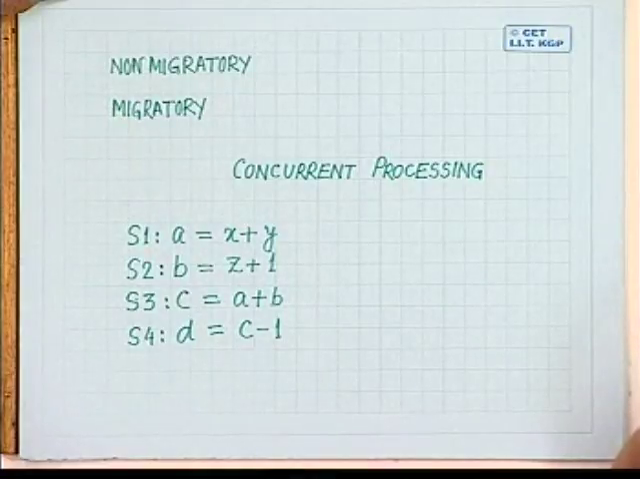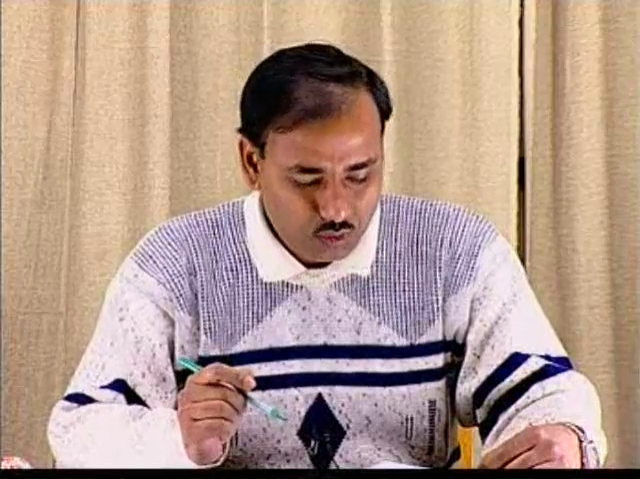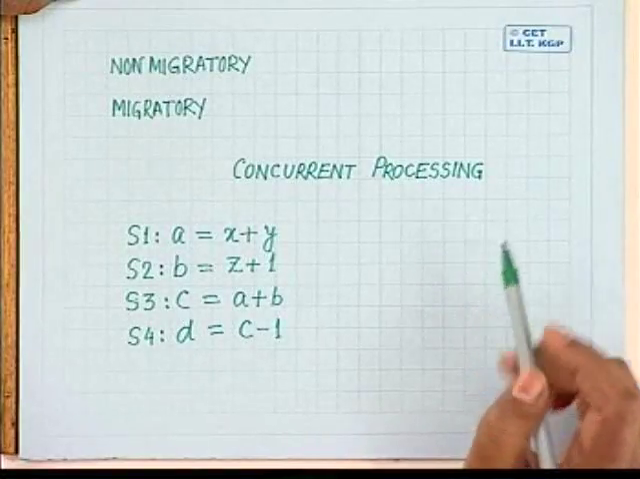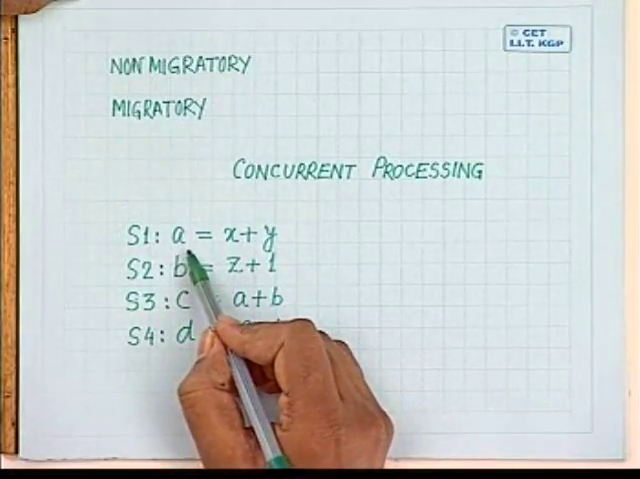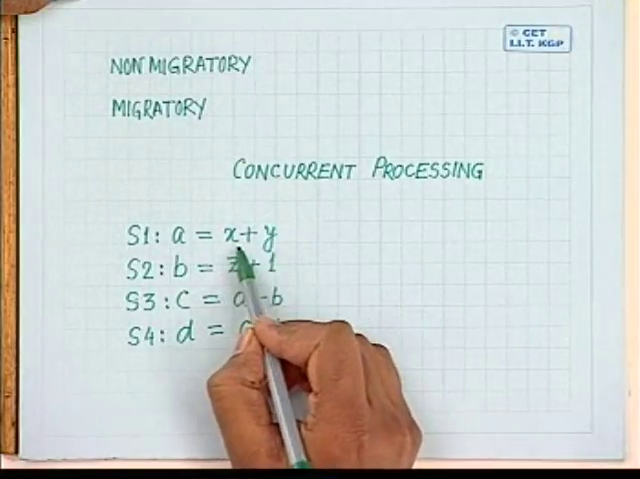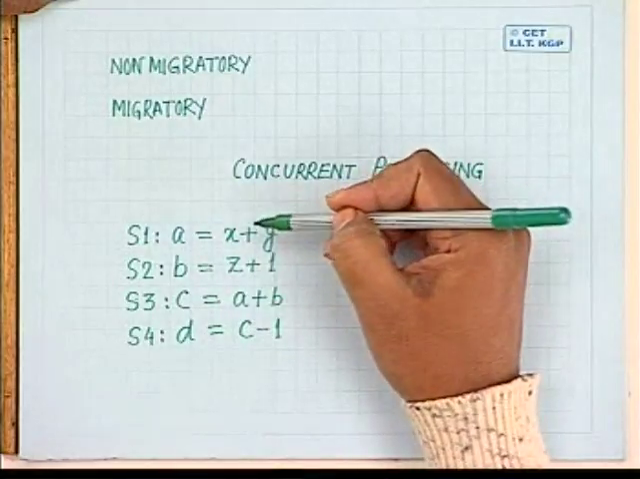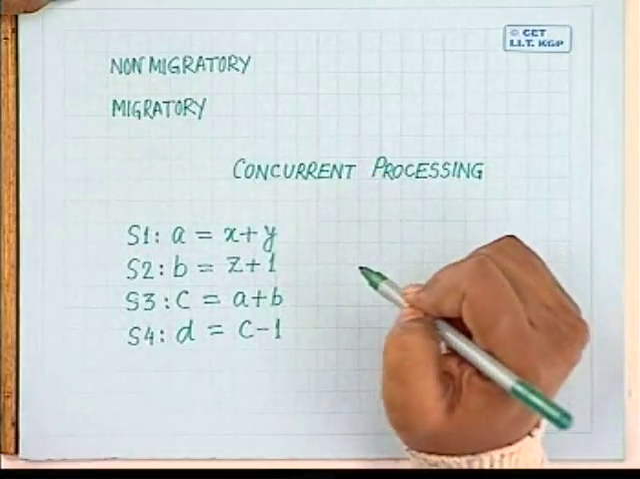Suppose these are the statements belonging to a particular task, and we have to find out how many of these statements can be executed concurrently. Now if you study all these four statements, S1, S2, S3, and S4, you find that for statement number 1, which is A equal to x plus y, this x plus y does not depend upon any previous statement. That means x and y are not generated by any previous statement.